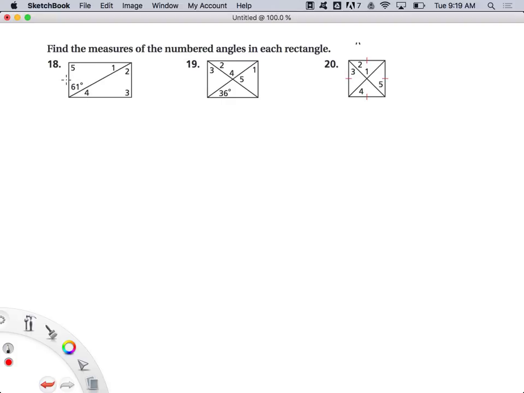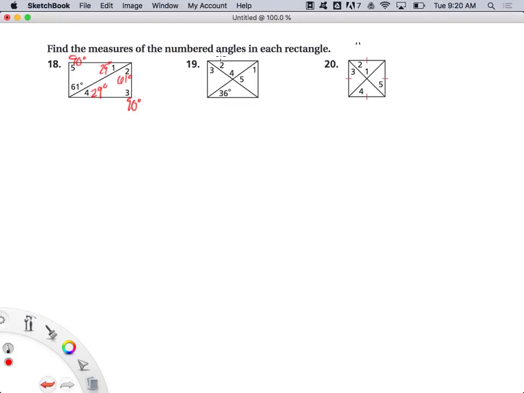18. If this is 61, these are right angles, so this has to be 29. Why? 90 minus 61 is 29. Okay, this is 90 degrees. This is 90 degrees. Shouldn't one be 29? That would be 29 exactly, because that's alternate interior angles, and that's 61 degrees.